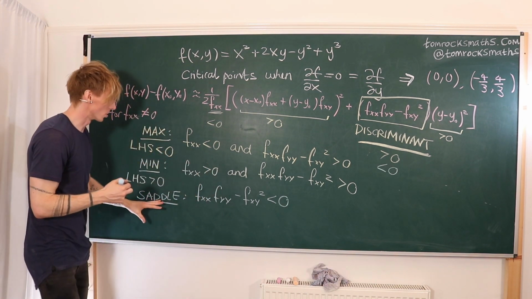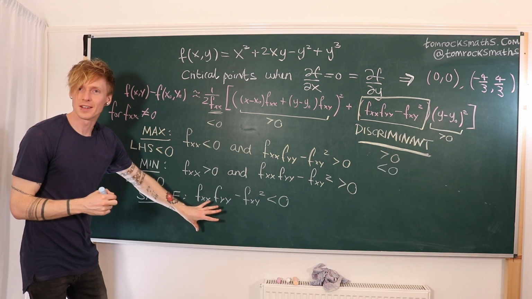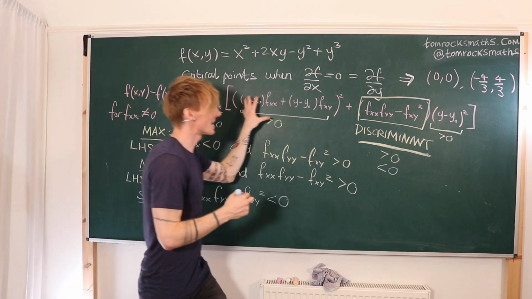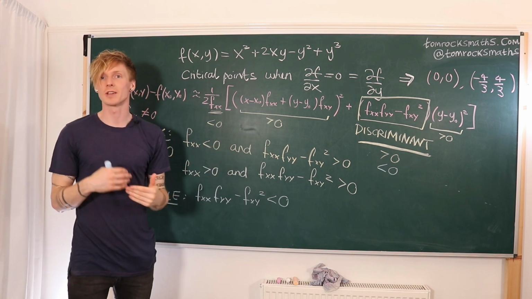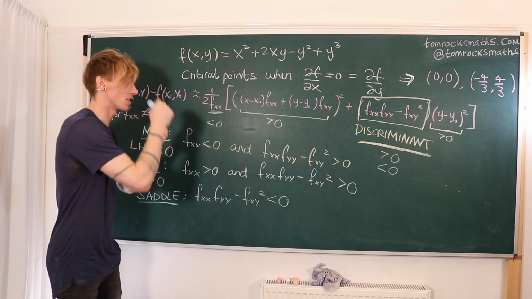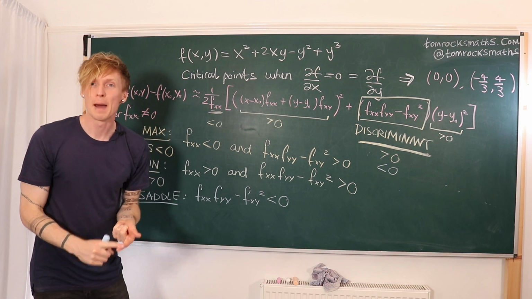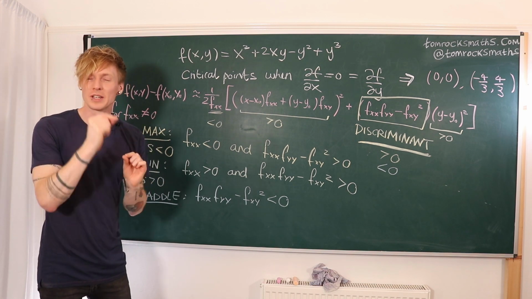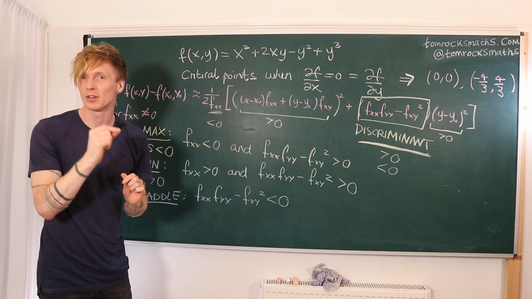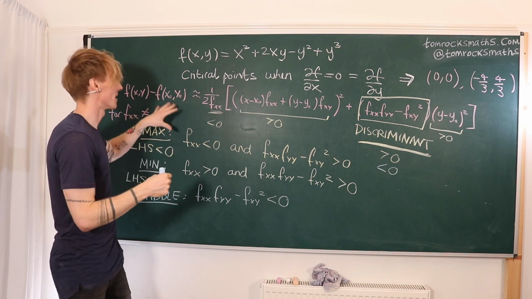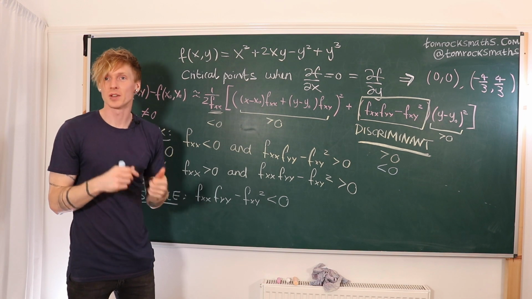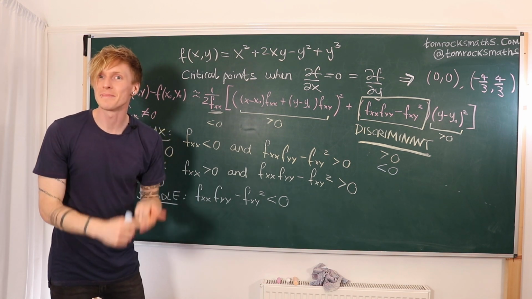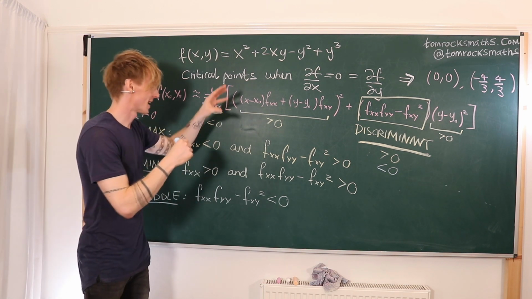Now with the saddle, the negative discriminant means the sign of the right-hand side could be positive or could be negative. So it definitely is not a max, it's not a min, but we do know that we are at a critical point because x0, y0 is a critical point. That's where we're doing this calculation. So if it's not a max and it's not a min, it has to be a saddle.